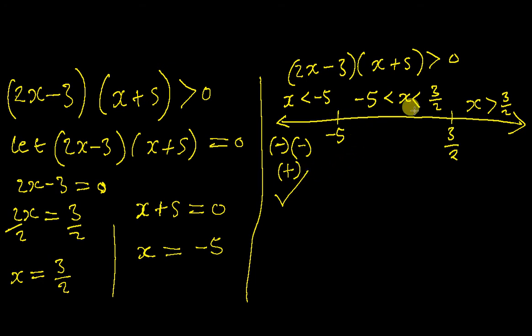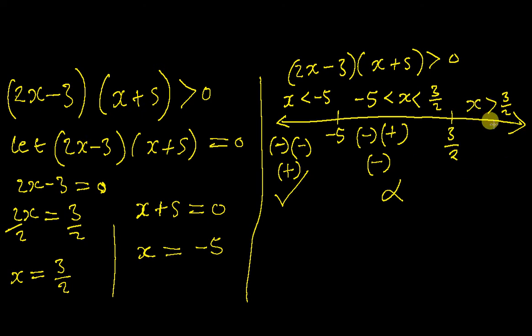Let us also take this range here from negative 5 to 3 over 2. We can get any number between negative 5 and 3 over 2. We can even get 0. So we put 0 there. 0 times 2 will be 0, 0 minus 3 will be negative 3. So I'm just going to write a negative. Then I'll put 0 here also. 0 plus 5 will be positive 5. So I'll just write a positive. Negative times positive will give me a negative. Is a negative number greater than 0? The answer is no. So this region, we reject it.